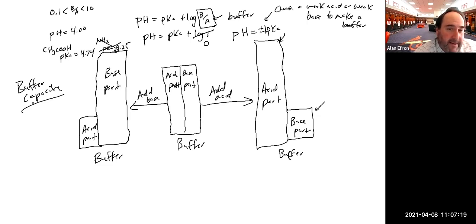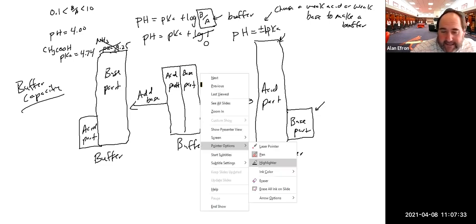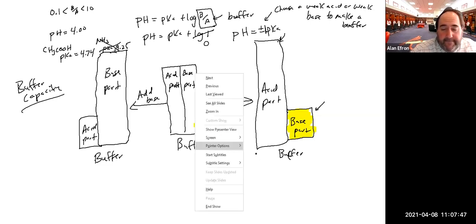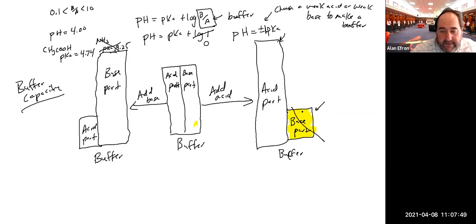Now, your buffer is probably not made to handle that much hydrochloric acid coming in. And what's going to happen? Well, if you think about our little drawing here, you add that acid that's way too much for your buffer to handle. It's just going to keep eating up the base part of your buffer until at some point you've got none of it left, right? It's all going to be gone.